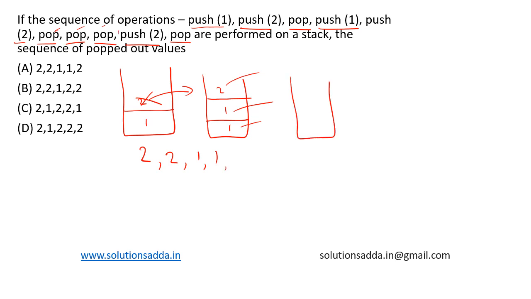So right now we are at this point. Now we push 2 onto the stack, then we pop it. So we write 2. So the sequence of pop operations is 2, 2, 1, 1, 2. And based on the options, option A is the right answer here.